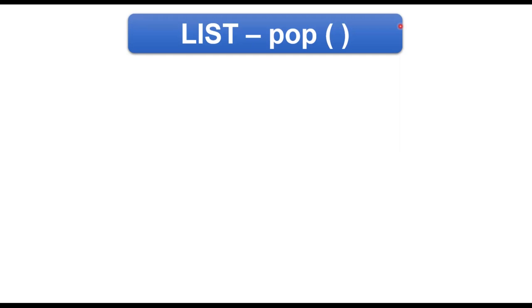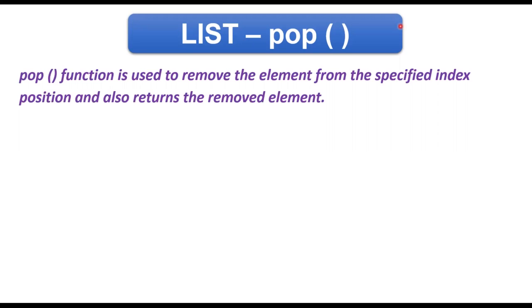So today in this video, we are going to talk about the pop function. So let's understand how it works. The pop function is used to remove the element from the specified index position and also returns the removed element. So what does it mean? That means the pop function is used to remove the element from the list. As we know, we can remove the element from the list because of its mutable property, so it is possible. But it removes the element from the specified index position.